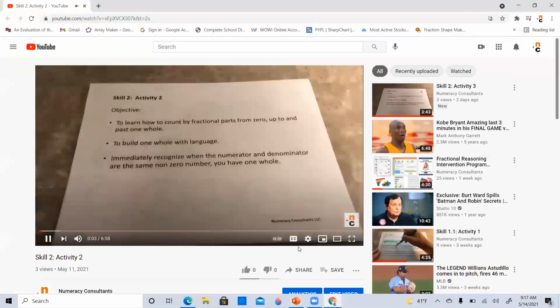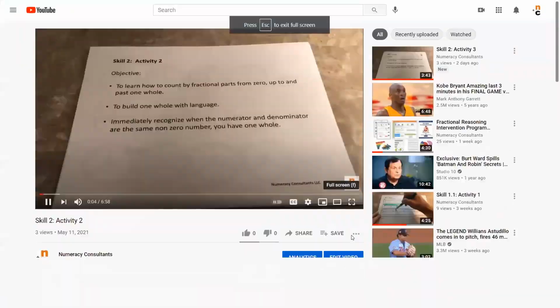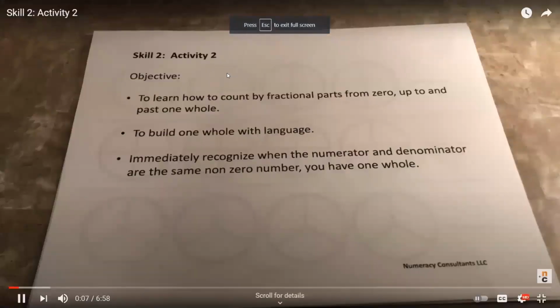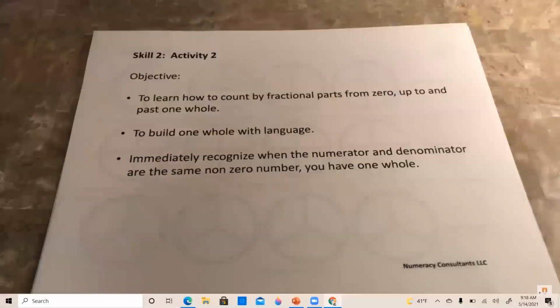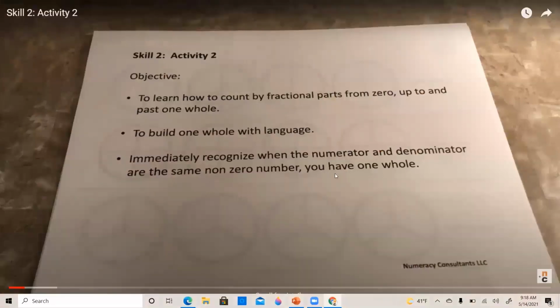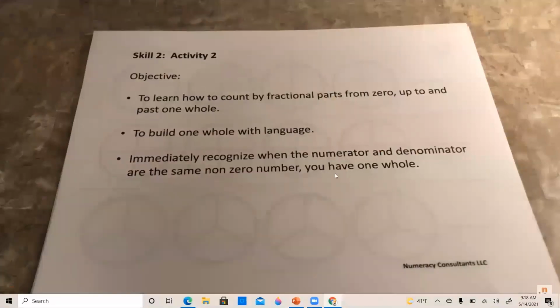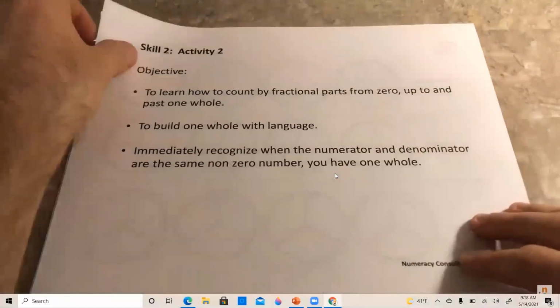Activity 2. Objective to learn how to count by fractional parts from 0 up to and past 1 whole. To build 1 whole with language and immediately recognize when the numerator and denominator are the same non-zero number, you have one whole, okay? So here's what we're gonna do.